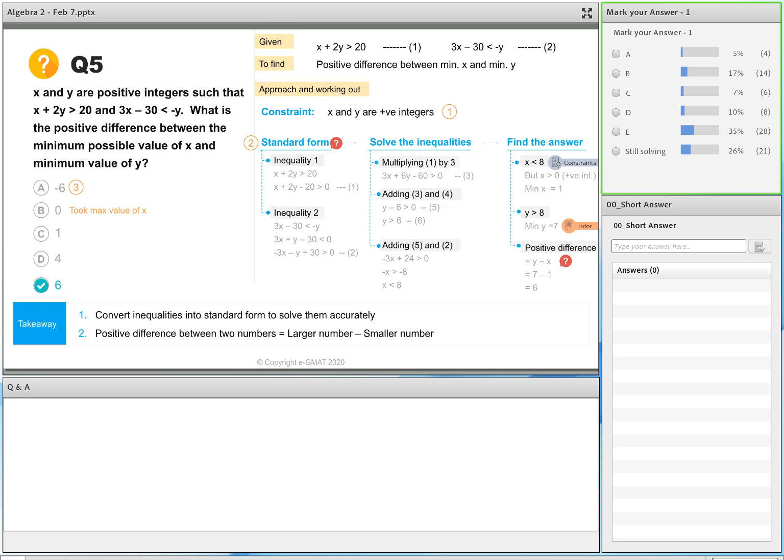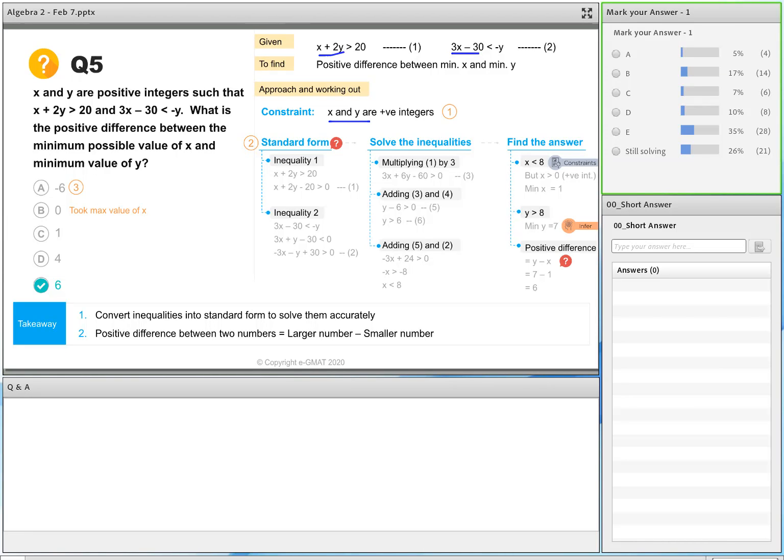So what are the two equations that I have? I have x plus 2y greater than 20. I have 3x minus 30 less than minus y, right? The only constraint that's given in the question is that x and y both are positive integers. Now, let's first find out the range of x.